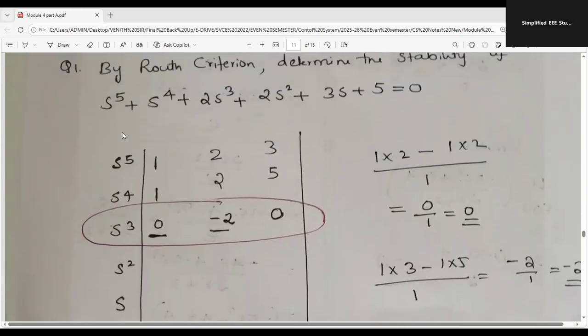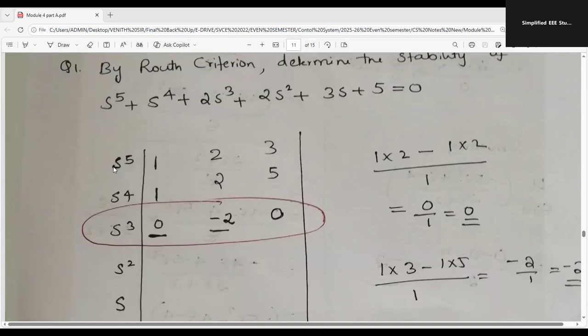Now update the coefficients. The s to the power 5 coefficient is 1, the s to the power 3 coefficient is 2, and the s to the power 1 coefficient is 3. The first row is completed. Let us move on to the second row. The second row starts from s to the power 4. Kindly note, update the coefficients. Here the coefficient is 1. Then the s to the power 2 coefficient is 2, and the s to the power 0 coefficient is 5.